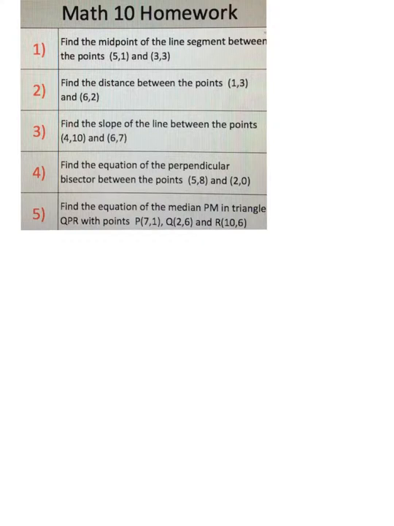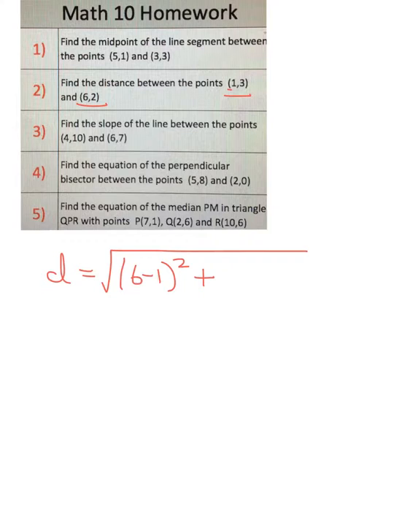Question 2, find the distance between the points 1, 3 and 6, 2. And we know that the distance formula has a square root in it. So we want x2 minus x1, doesn't matter which way we go around, so for the sake of staying away from nasty negatives, 6 minus 1 squared. And then we do the same for the y's. We can do 2 minus 3, go the same way each time. So we went from this point here to that point there.